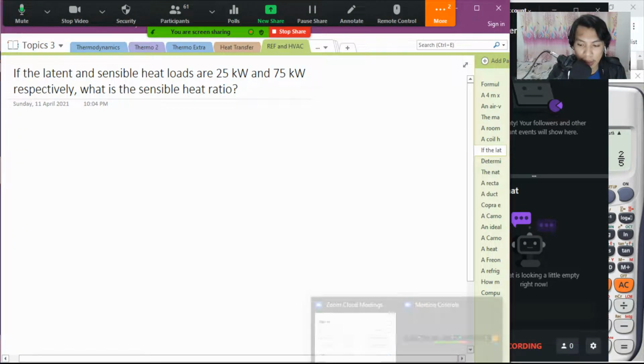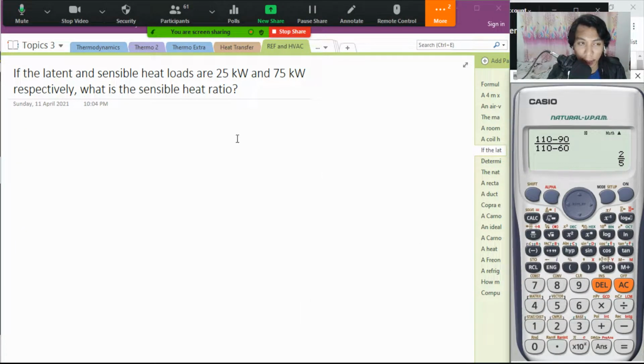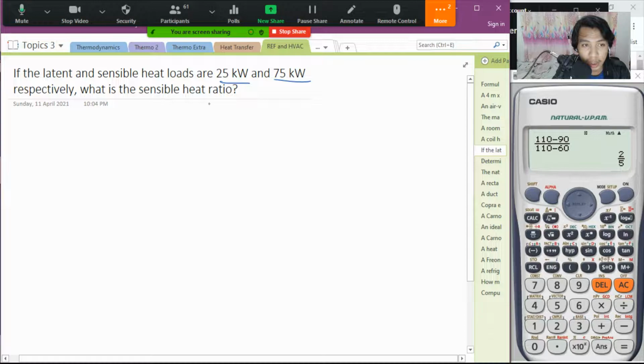Okay, let us go with problems 6 to 10. This problem is very basic. If the latent heat and sensible heat loads are 25 kilowatts and 75 kilowatts, respectively, what is the sensible heat ratio? Now, the sensible heat ratio, SHR, comes from SH.